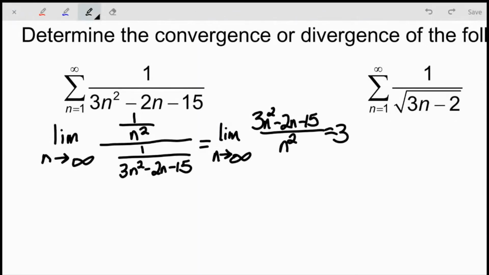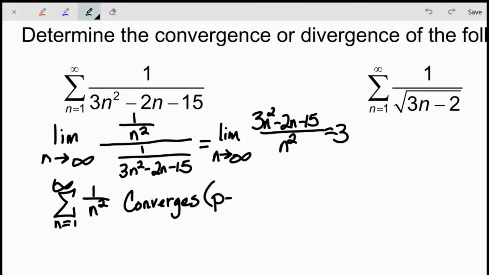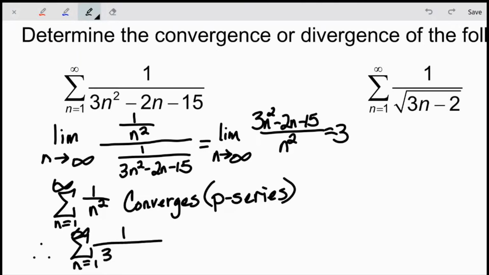So now remember, I compared to 1 over n squared on purpose because I wanted something really easy to compare to. And I mean easy from the standpoint of it's easy for me to justify the convergence or the divergence of this series. So 1 over n squared, that converges by a p-series test, right? So I'm going to say that converges by a p-series test. And therefore, we can say that our series that we started with, the 1 over 3n squared minus 2n minus 15, we know that series converges by limit comparison.